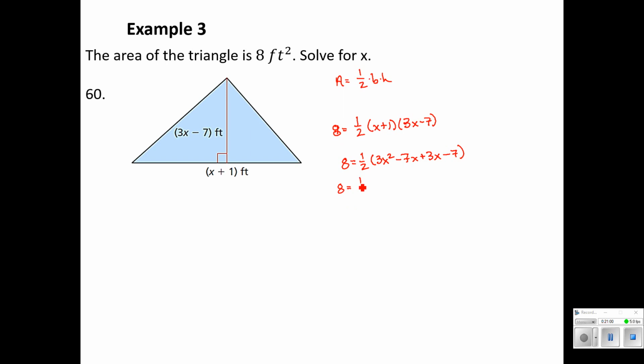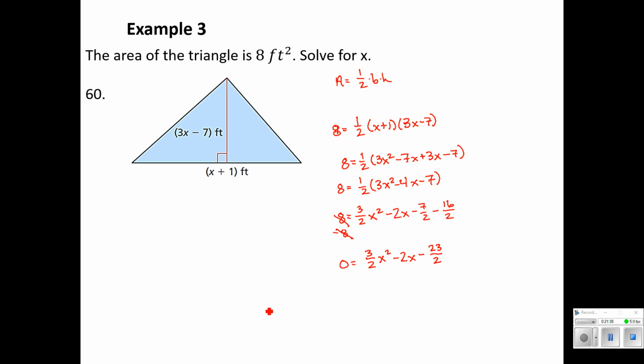A lot of work here just to get this equal to 0. 8 equals 1/2 times 3x squared minus 4x minus 7. Let's distribute the 1/2: 3/2 x squared minus 2x minus 7/2. Then we need to subtract 8 from both sides to get that set equal to 0. I'm going to call that 8 as 16/2 to set up a common denominator. So now 0 equals 3/2 x squared minus 2x minus 23/2.